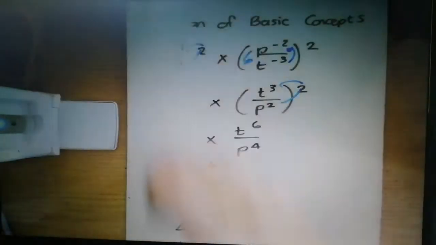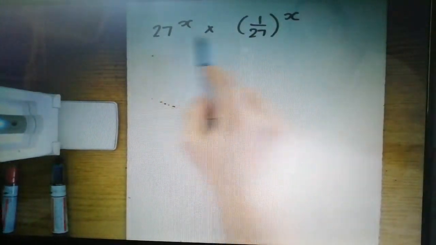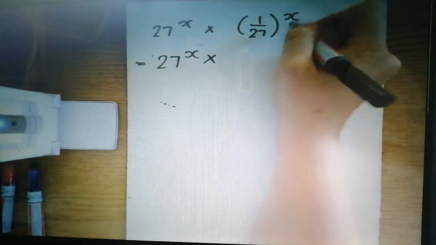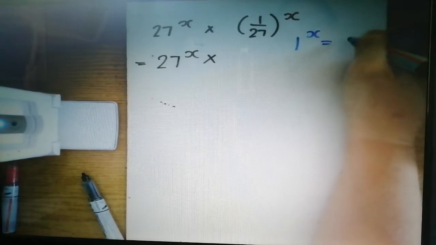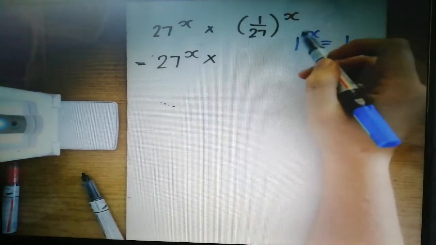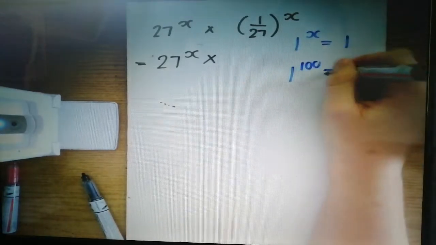Okay, question 2. Looks like this. 27 to the power of x times 1 over 27 to the power of x. Okay, I can already see I'm going to have like bases, so I'm going to need to relate them somehow to each other. Okay, I'm going to keep this as 27 to the x times. If you had to bomb this x in first and foremost, you could. Just remember that 1 to the power of x is 1. Why is that? Because if I replace x with anything, I'll always get 1 out. Because 1 to the power of 100 is 1.